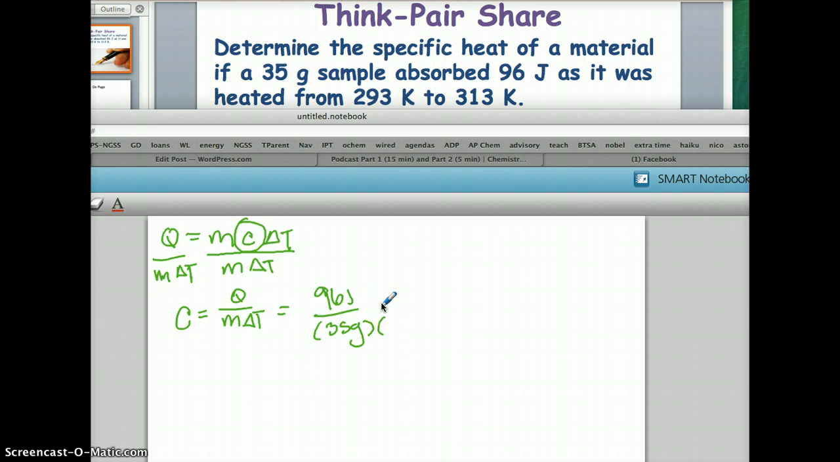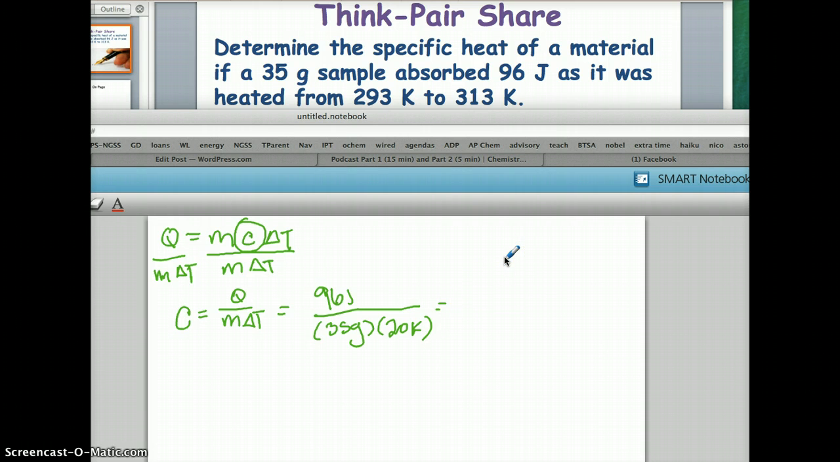So if you don't want to get confused, just do the calculations first. So 313 minus 293 would be 20. So do that first for delta T so that way you don't get confused with all the parentheses in your calculator. So 20 Kelvin. And if you don't put your units, you're not going to get the units for the specific heat right.